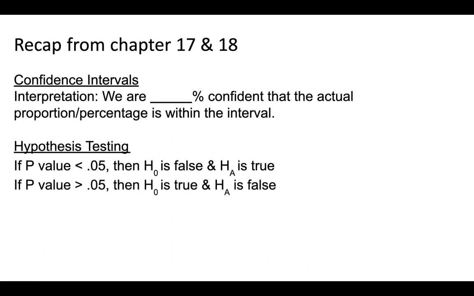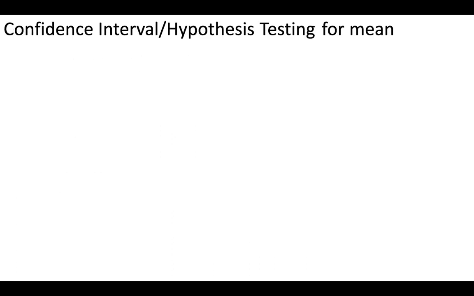And hypothesis testing, remember, that's the one where we find the p-value, and if it's less than 5%, that means our null hypothesis is false. If it's greater than 5%, then our initial or null hypothesis is true. Whichever one our null hypothesis is, the alternative is the opposite. So if we prove the null to be false, then the alternative is true. If we prove the null hypothesis to be true, then the alternative is false. That is going to be the same in this chapter.